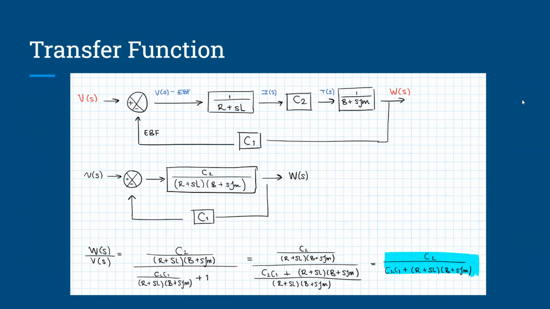And this is the way that we simplify it. Basically, the 3 blocks on top can be simplified by multiplying them, and we're left with a loop. So we just use the method for loops that we've been seeing, which is whatever is in the top block over 1 plus whatever is in the top block multiplying whatever is in the bottom block. And we have our transfer function.